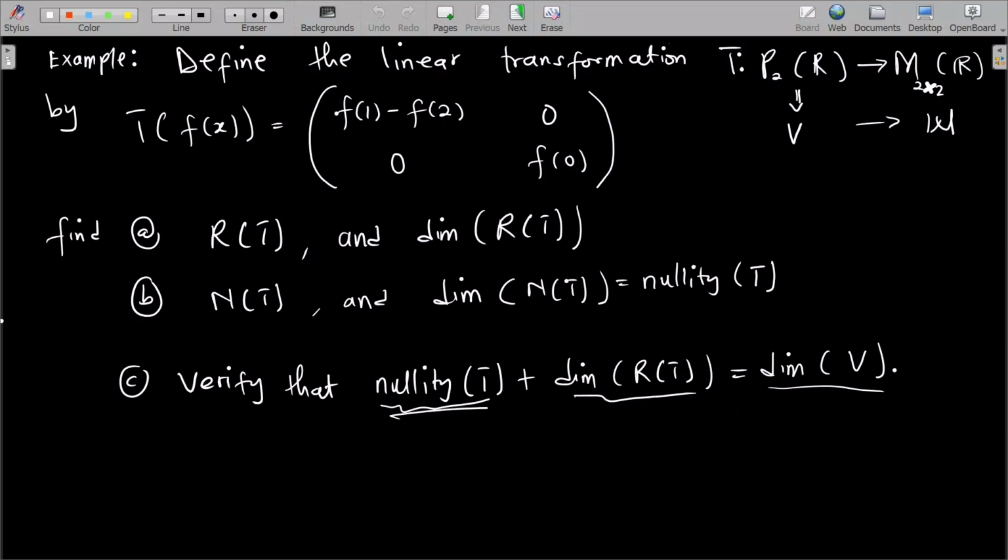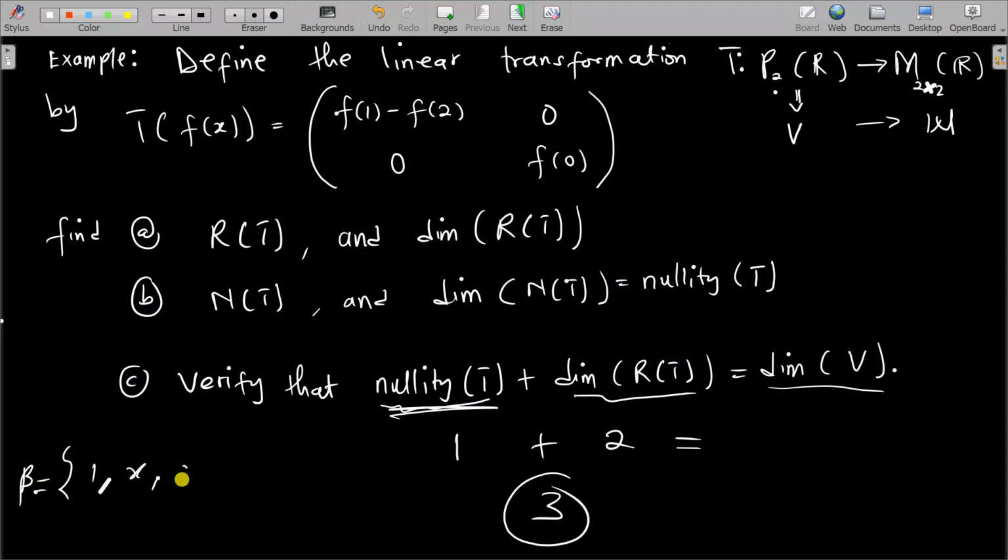Now the second part was to verify that the nullity of T, which gave us 1, plus the dimension of the range of T, which gave us 2, is equal to the dimension of V. This will give us 3. And V here is the polynomial of degree 2. What is the basis of that? We said the basis for such polynomials of degree 2 is 1, x, x squared. What is the dimension here? The dimension of this is equal to 3. And yeah, this is 3. So this verification is being achieved, right?